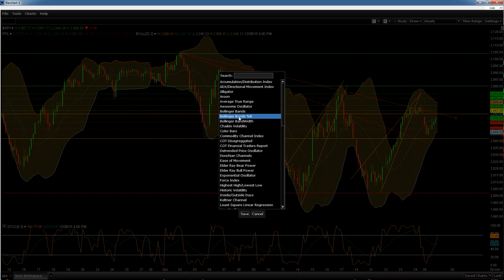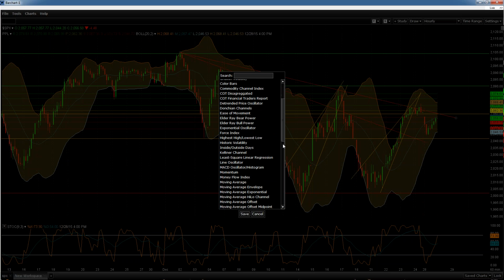Percentage B, don't worry about it. Bandwidth, don't worry about it. Chaikin volatility, that's level 2 teaching. The color bars, I have no idea what it is. Commodity channel index, COT, and it goes on and on and on. So if you want to be a rocket scientist and you want to impress your neighbor or your wife or your husband or your dog or your cat on how colorful your charts look, then feel free to put like 30 of these in there. It's not going to do anything for you, just so you know that. Because simplicity is the key to trading.